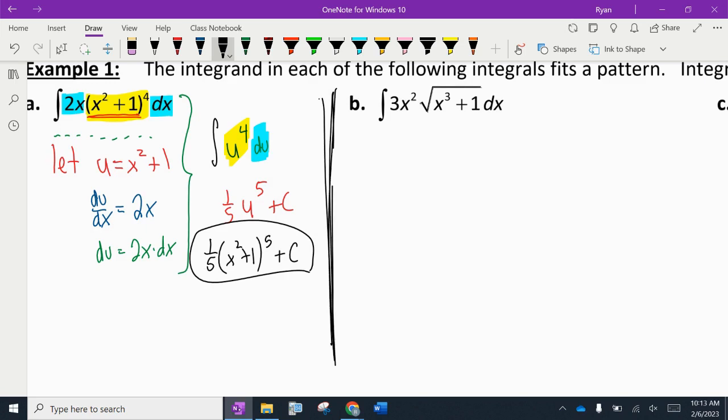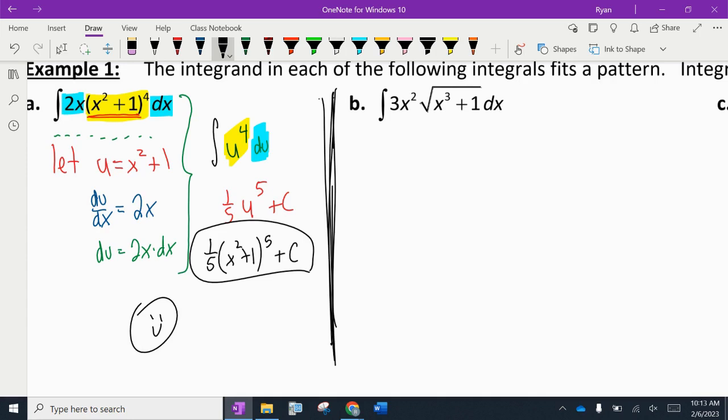If I have time and I want to check on my accuracy, how could I see that this is correct? Well, take the derivative of it. If you took the derivative of this, would it get you back to this original integrand? So 5 times 1/5 is 1. You're taking x squared plus 1 and reducing it to the fourth power, which is up here. Chain rule, take the derivative of the inside. There's the 2x that's out front multiplied by it. I'm feeling, yes, my check is complete. This is the correct integral.